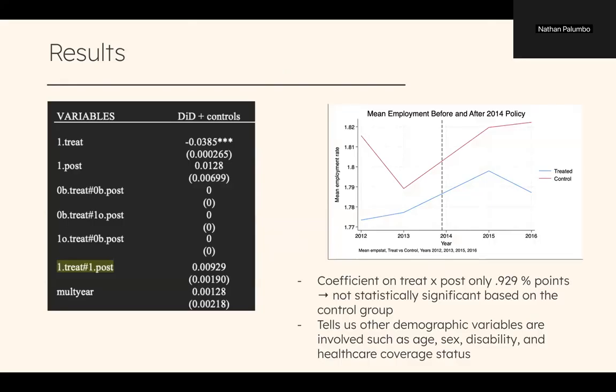In our results table, we can see that the coefficient on the treatment and post interaction term was only 0.92 percentage points, and this is not statistically significant based on the control group. And this tells us that other demographic variables are involved, such as age, sex, disability, and healthcare coverage status.